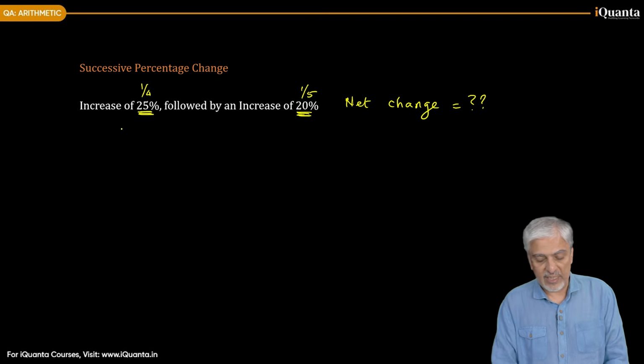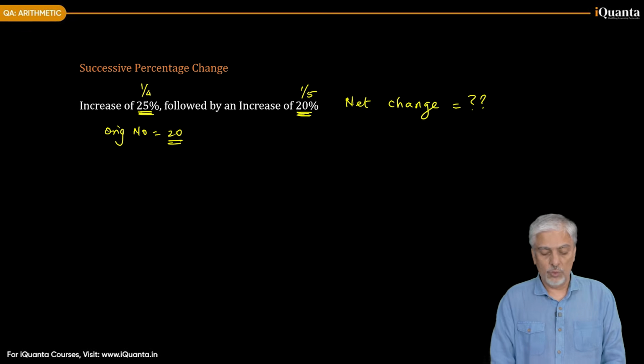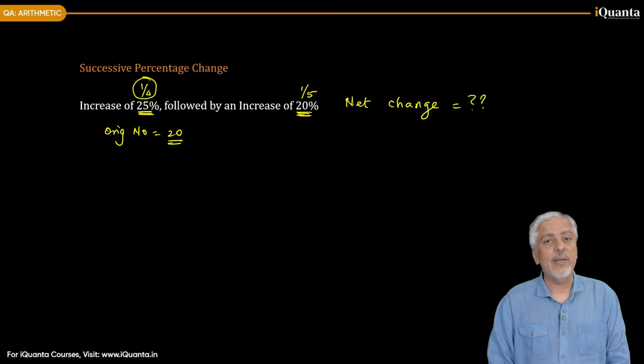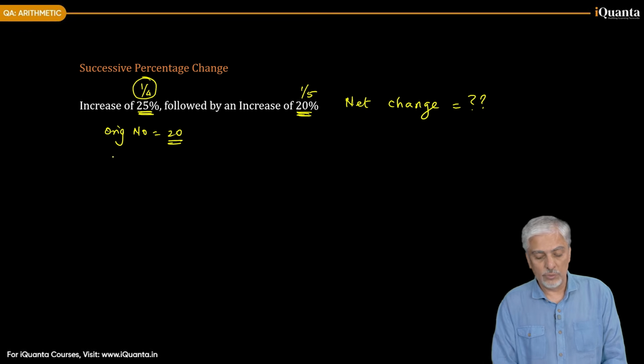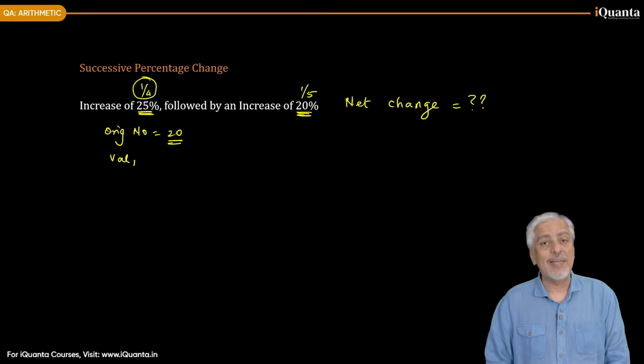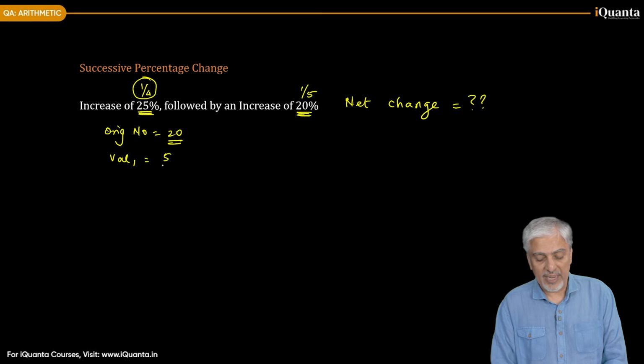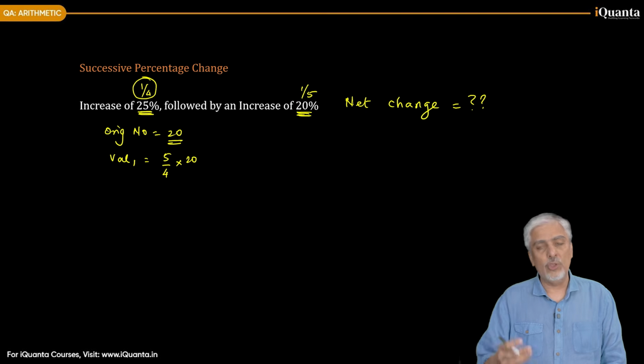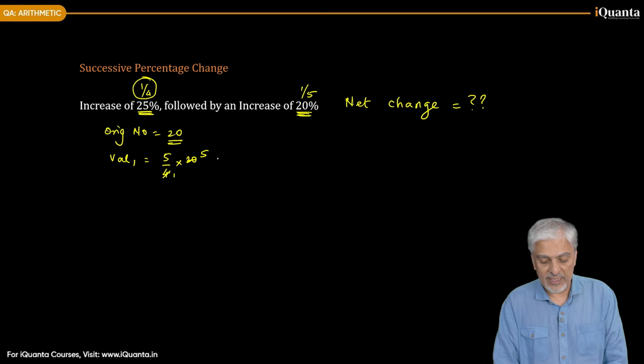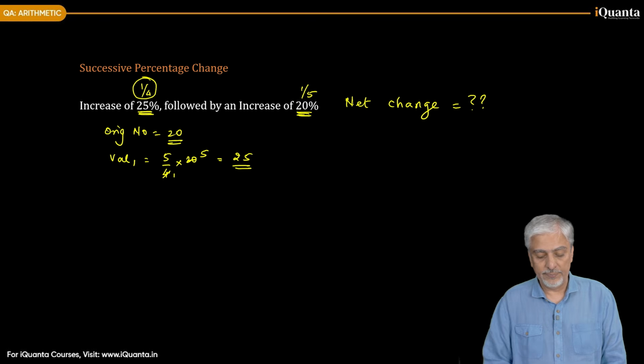So over here, if I start, suppose this was the number we are talking about. Suppose if I start as the original number as 20. So what is the first change? There's an increase of 1 by 4. In the previous concept, we have learned when something increases by 1 by 4, it becomes 5 by 4. So value after the first change, let's call it value 1. It will be 5 by 4 of 20. Or you can do 1 by 4 of 20 and add it. It's the same thing. 4 1s are 4, 5 5s are 25. So value 1, that is after the first change, it becomes 25.